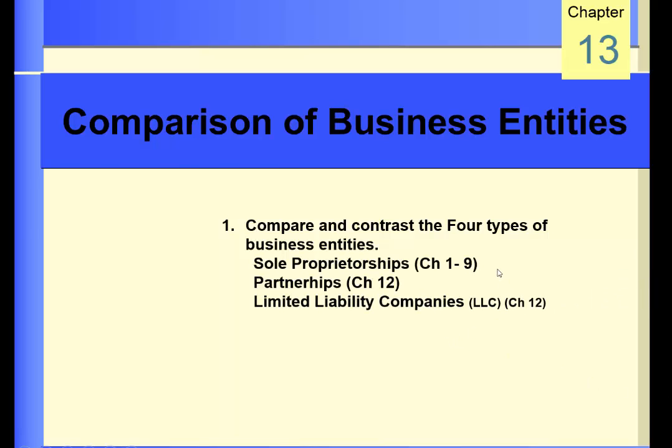Sole proprietorships were covered in chapters 1 through 9 in our textbook. There was really no discussion of the various entities that were out there as other options, but we just learned accounting from the perspective of a sole proprietorship. In chapter 12, we went into partnerships and limited liability companies, and here in chapter 13, we're going into corporations. Chapter 12 covered the characteristics of a partnership and of a limited liability company, and chapter 13, of course, the characteristics of a corporation.